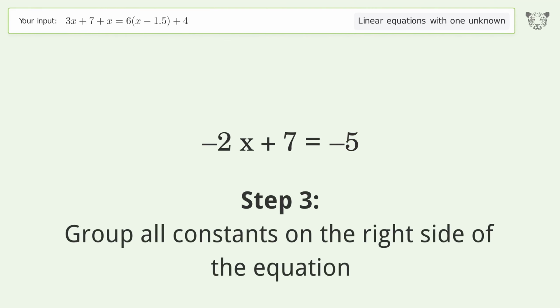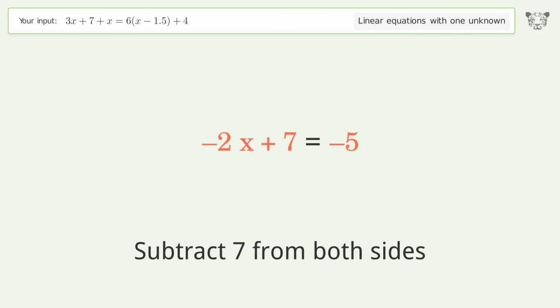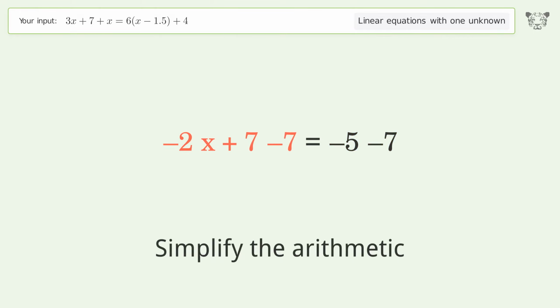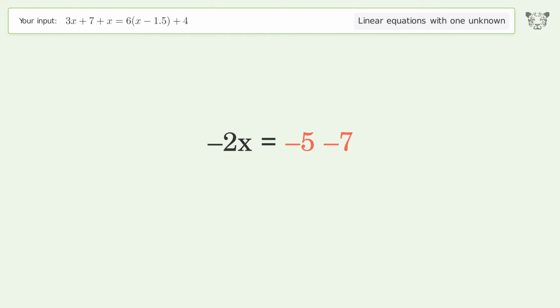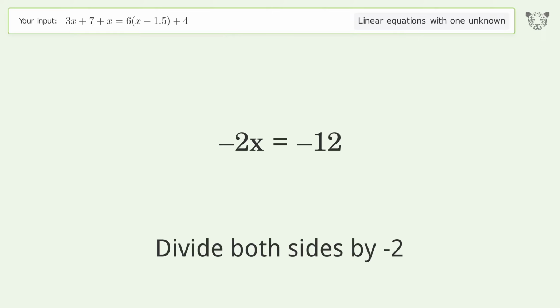Group all constants on the right side of the equation. Subtract 7 from both sides. Simplify the arithmetic. Isolate the x. Divide both sides by -2.